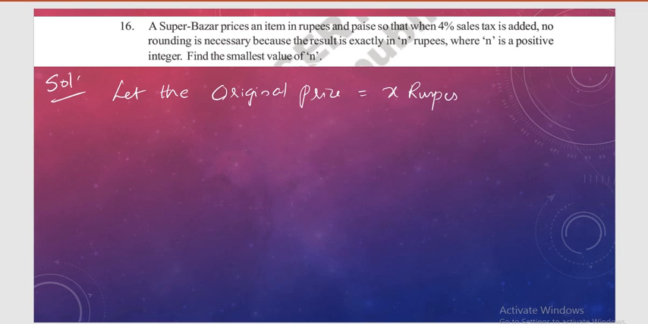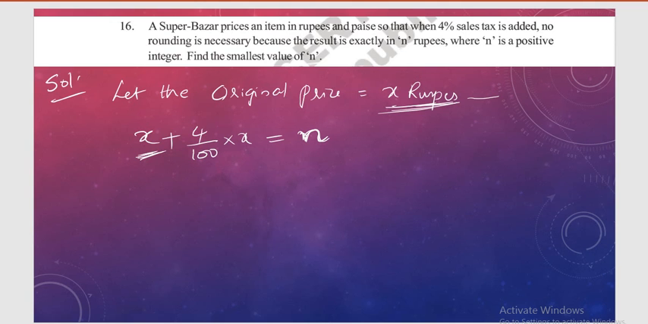So what he has given becomes exactly n rupees. Let the original price be x rupees and some paisa. Now 4% sales tax is added, and then it is exactly equal to n rupees. So for this x rupees, if I add 4%, then it is equal to some n rupees. So it is directly giving me some n rupees.